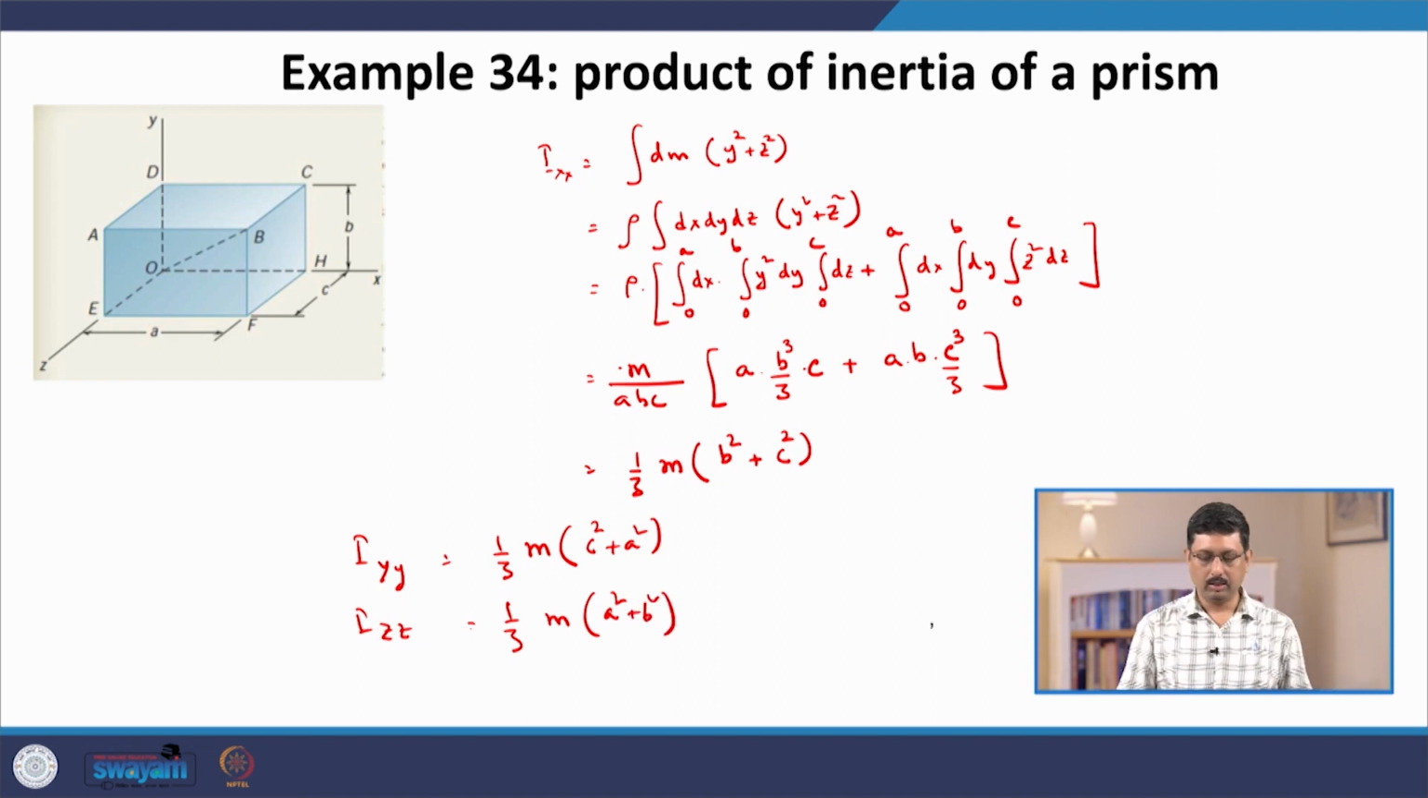To summarize, today we learned a new concept called products of inertia, which is a measure of whether a given mass distribution is symmetric or asymmetric about the choice of our coordinate system. If the mass distribution is symmetric, then this quantity is 0. If the mass distribution is not symmetric, then the product of inertia is non-zero. In the next lecture we shall consider a new type of problem about principal axes and how to find them. Thank you.